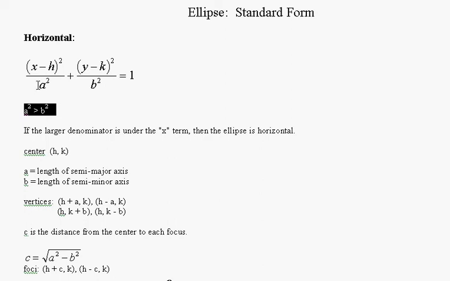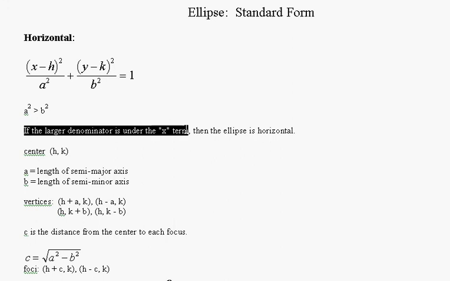So if the larger denominator is under x, the x-axis goes left and right. Our oval shape is going to be stretched more to the left and the right. So that's what we want to look at. The larger denominator is what we're looking for. If that's under the x term, that's horizontal.